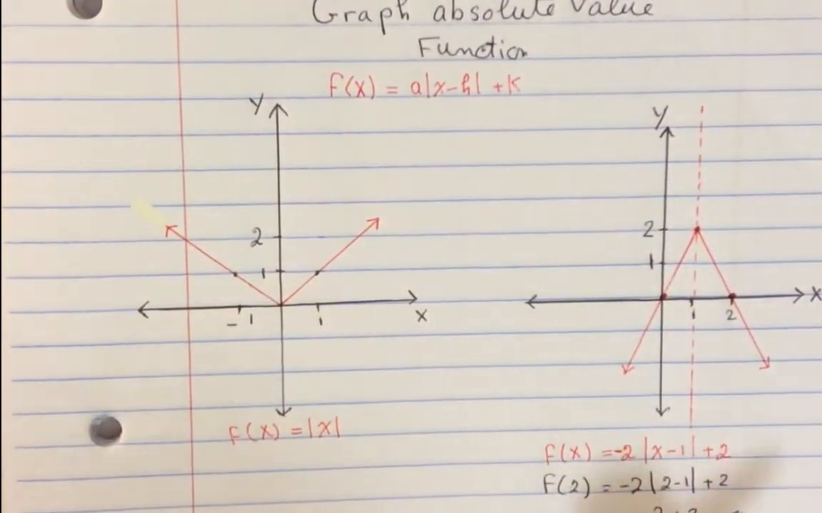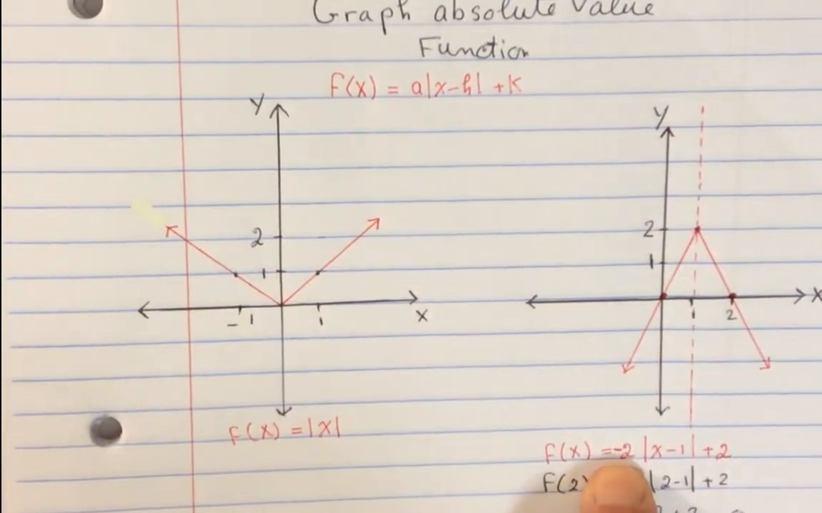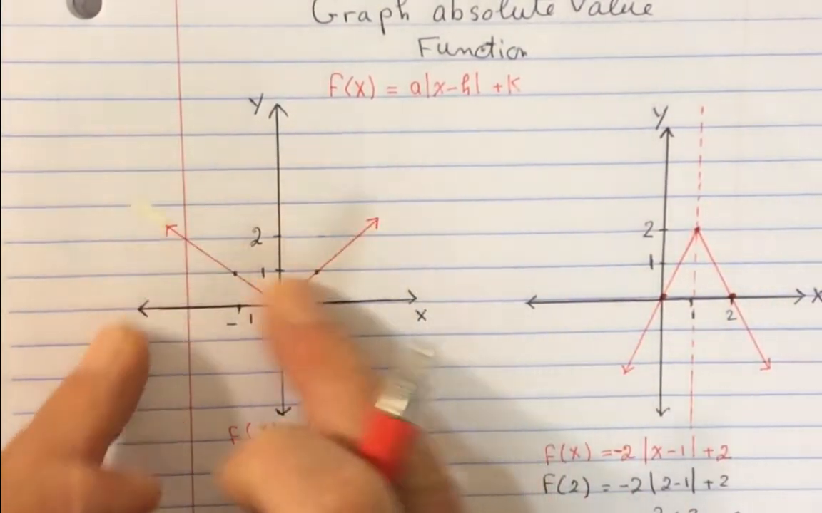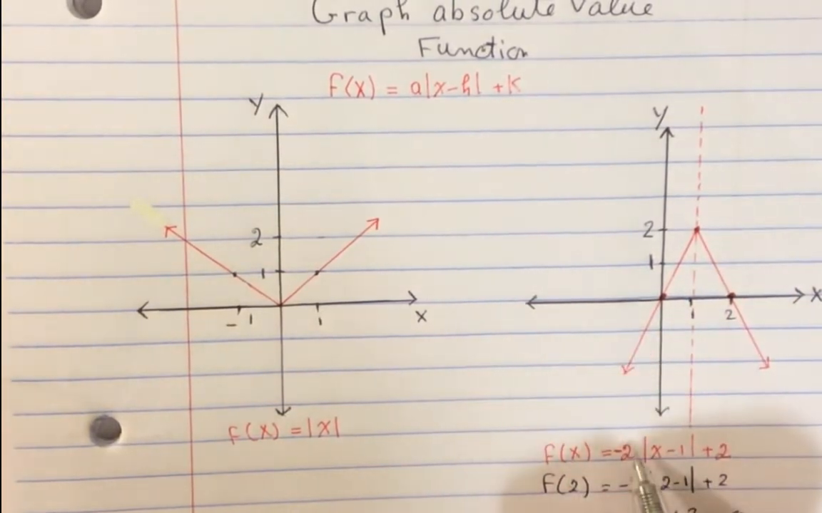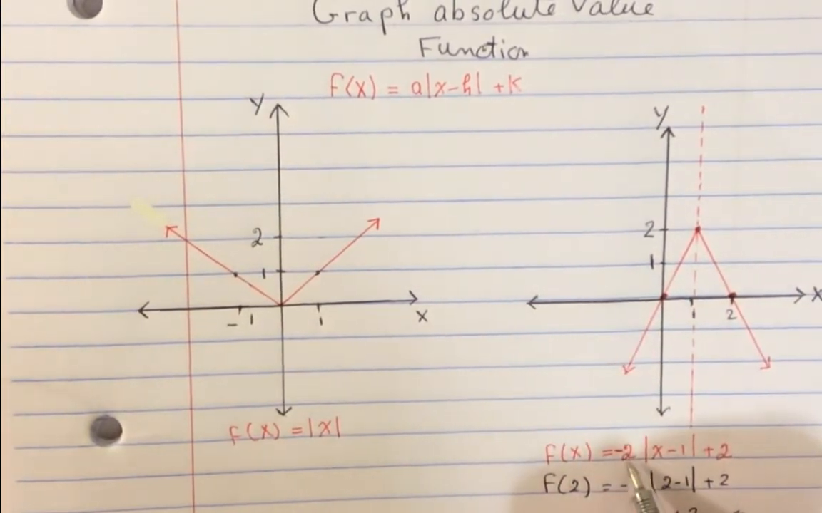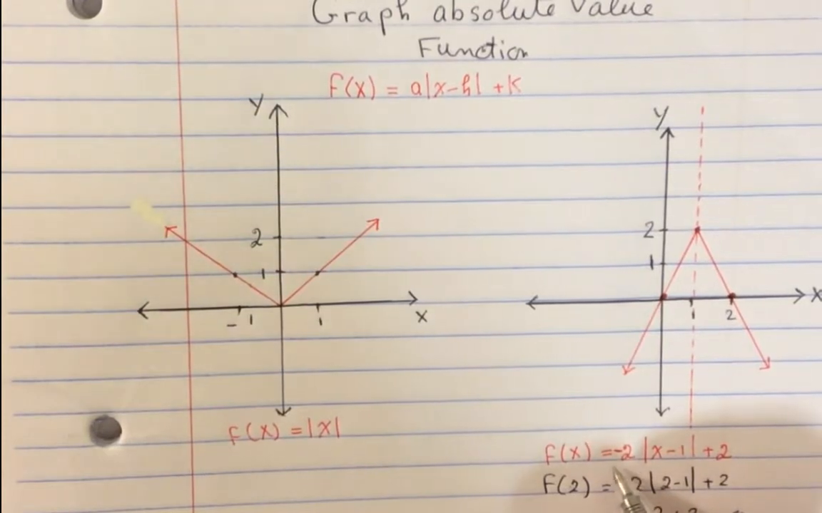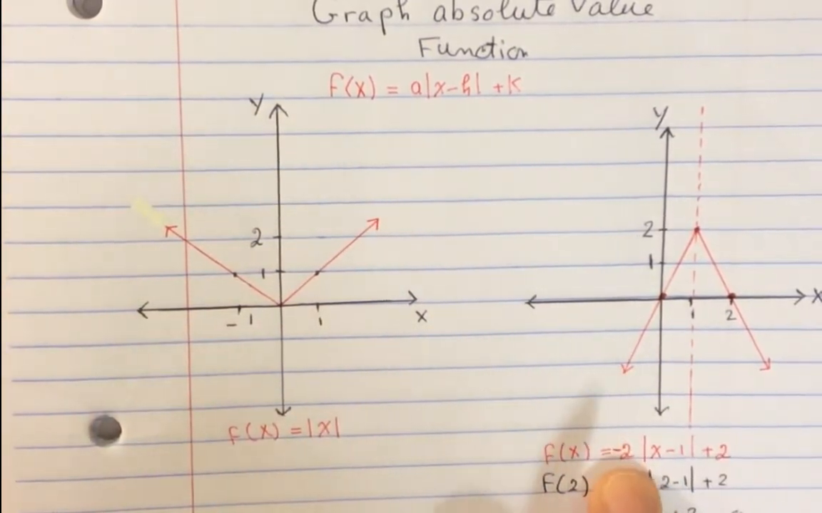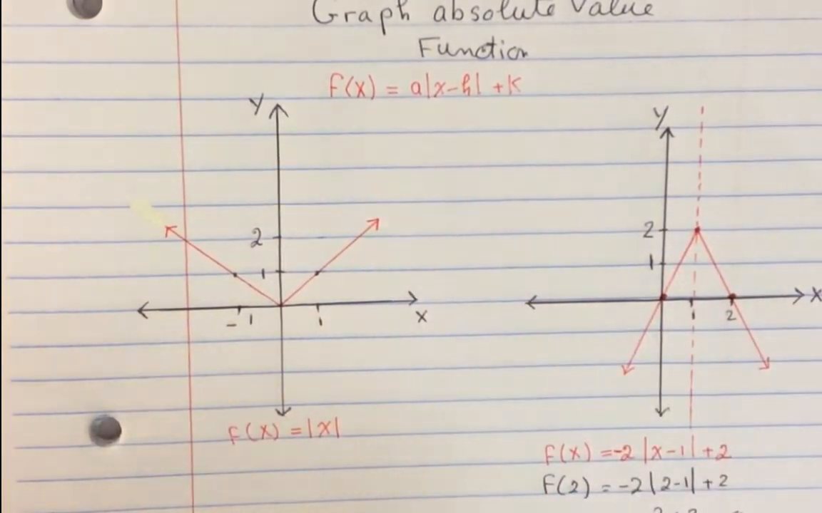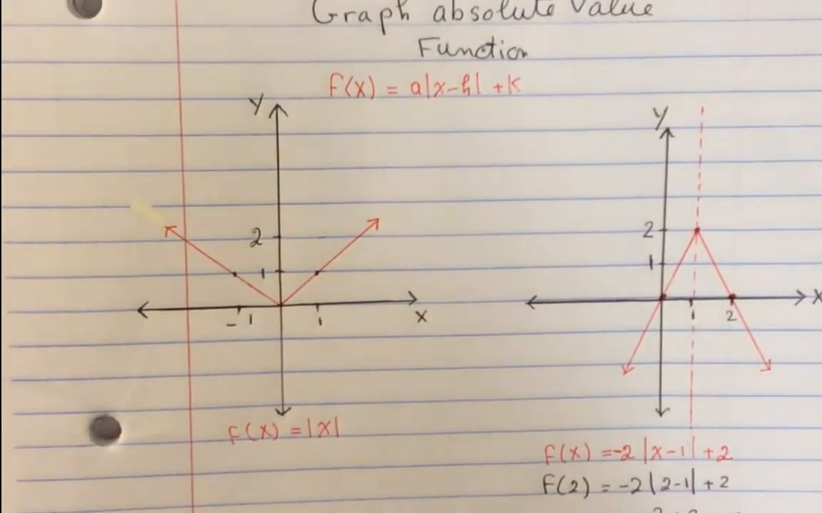So as you can see, it's flipped because of this negative. Now, you see how wide this is? Now it's not wide anymore because we're multiplying here by a number greater than 1. If I multiply by a number between 0 and 1, like half or quarter, what happens is it gets wider. But when the number is more than 1, it gets thinner. Alright, so that's how we graph it. It's so simple.